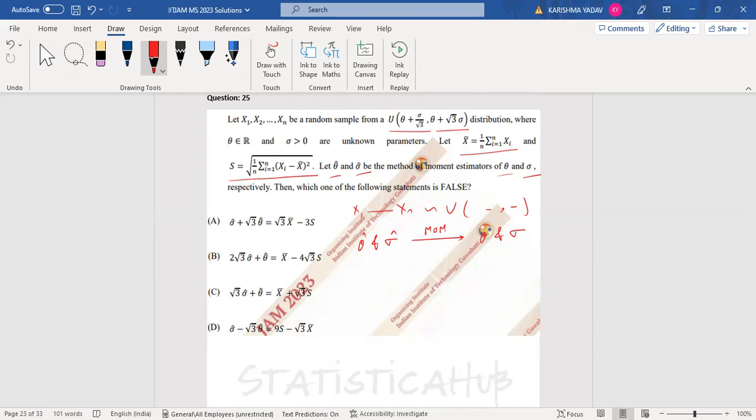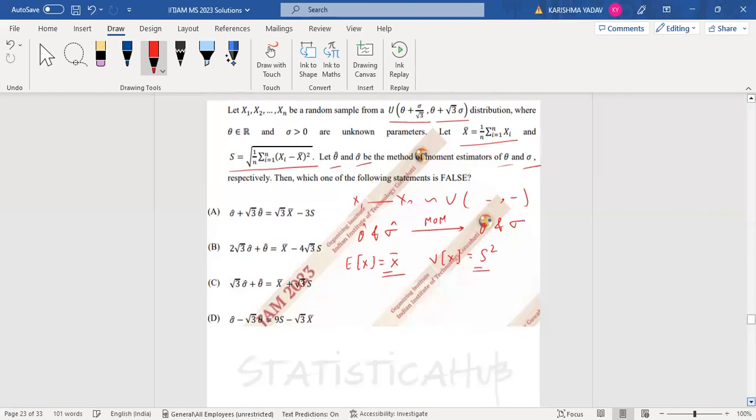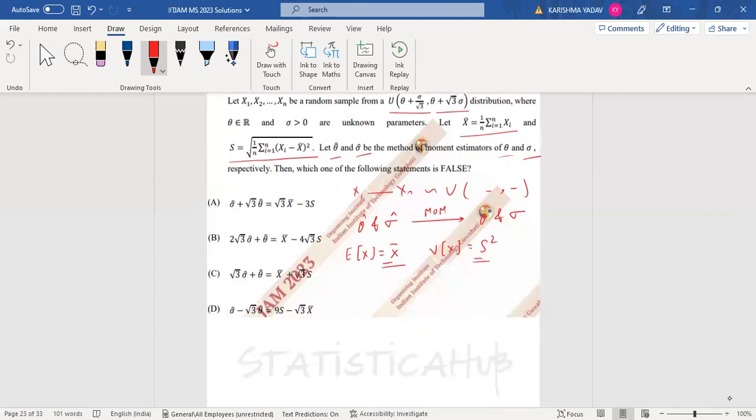We have x bar equal to 1 by n sigma xi, and we know that expectation of x is equal to x bar. And the variance of x is equal to s square. Now what we'll do is try to find these method of moments estimators, and x bar and s square. Let's find them.